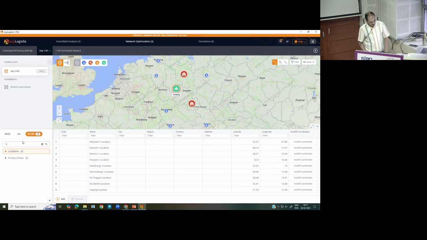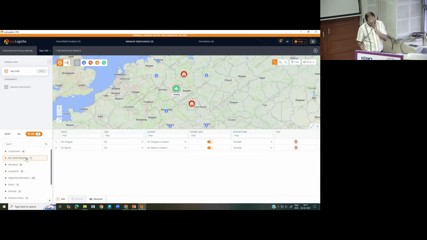So how many tables have you defined? Customers done, DCs and factories done. So you need to add the third DC here basically. Where is that DC? I am locating it here, Warsaw. Okay, and I am saying DC Warsaw.